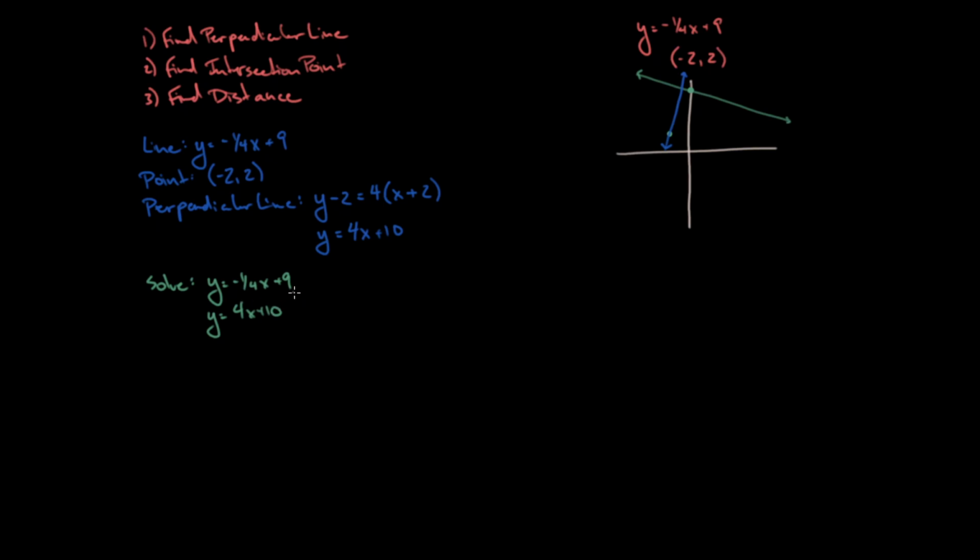I have negative 1/4 x plus 9 is equal to y, and I have 4x plus 10 is equal to y, so I can just set those equal to each other. And so I'll have negative 1/4 x plus 9 will be equal to 4x plus 10. So I will get all my x's on one side. Let's put them all over here.